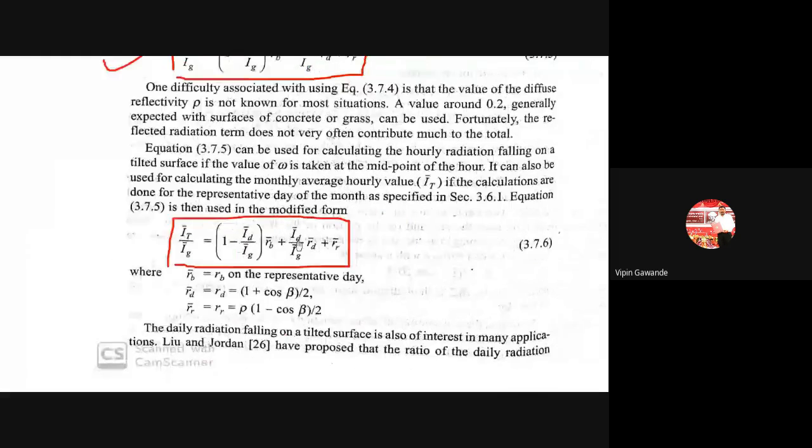That is the monthly average hourly value, IT, which is calculated using this formula. Here IG and ID: G is for global, D is for diffuse, and B is for beam radiation. IT is the monthly average hourly value for the inclined surface. So this is the final formula, and we have to calculate this IT value.